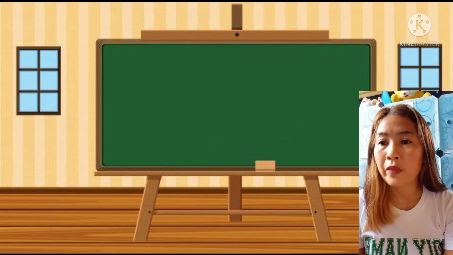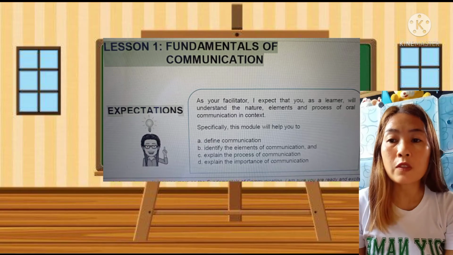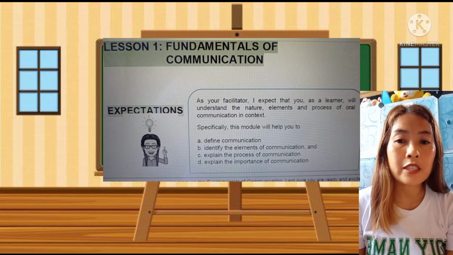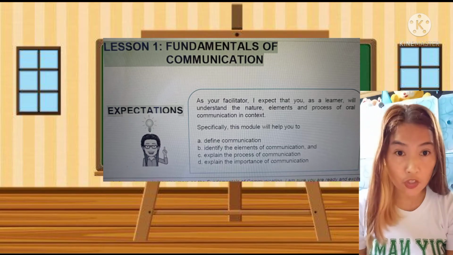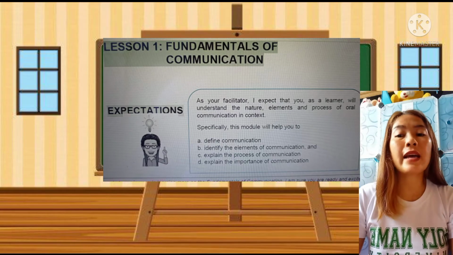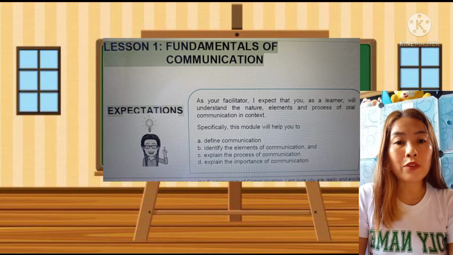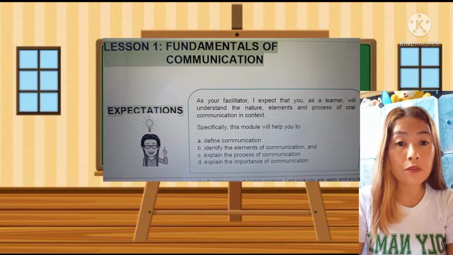So, Lesson 1, Fundamentals of Communication. As your teacher, I expect that you, as a learner, will understand the nature, elements, and process of oral communication in context. Specifically, this module will help you to: A, define communication; B, identify the elements of communication; C, explain the process of communication; and D, explain the importance of communication.